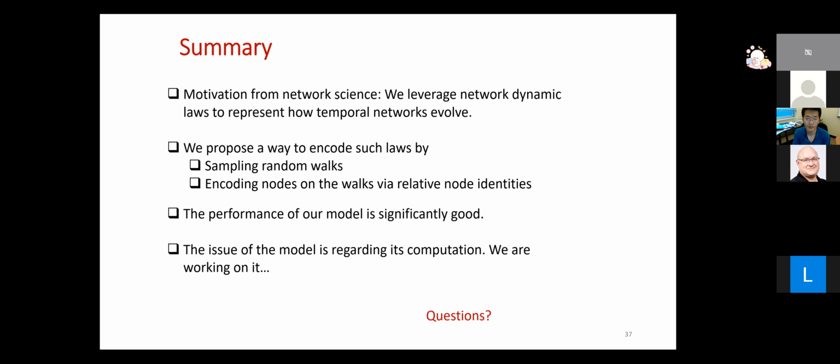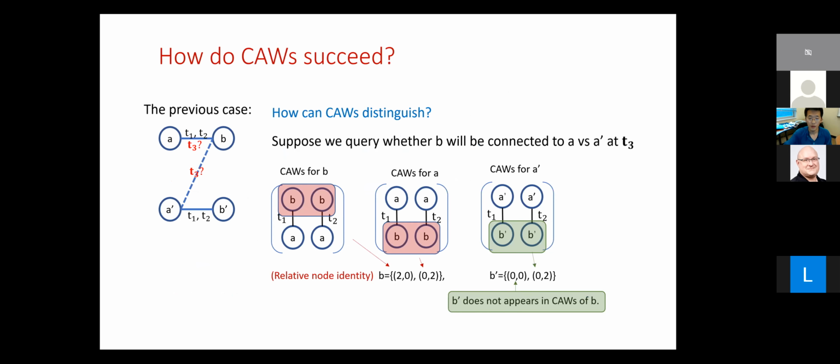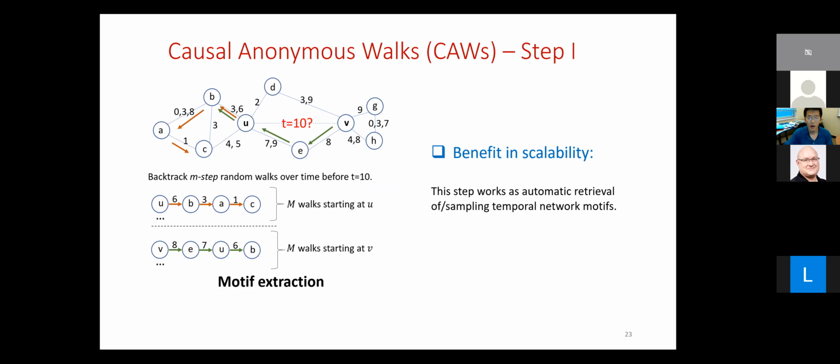Hi, Dr. Lee. You named your work Causal AW. May I know what's the difference between CAW, or causal anonymous walk, versus AW? Do you conduct any causal inference?